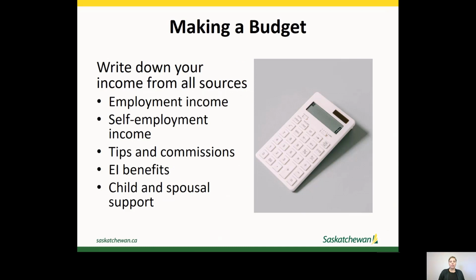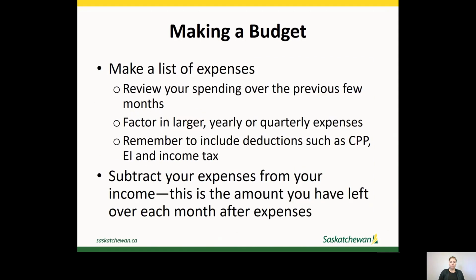When making a budget, write down your income from all sources. If you are making a yearly budget, write your yearly income. If you're making a monthly budget, write your monthly income. Consider sources of income such as employment income, self-employment income, tips and commissions, employment insurance benefits, and child and spousal support if you receive those.